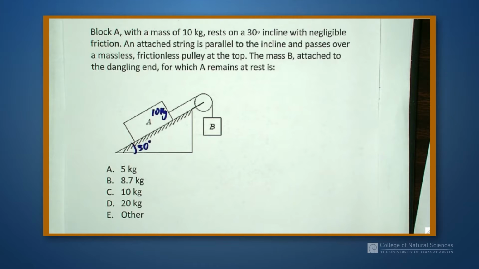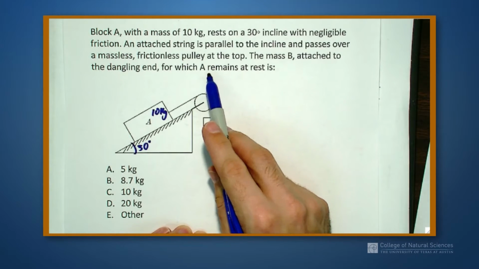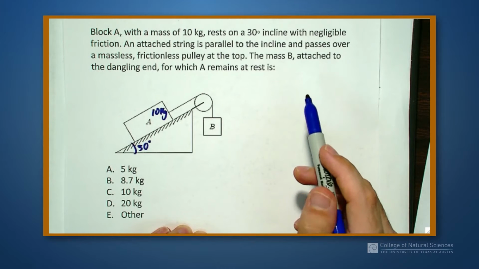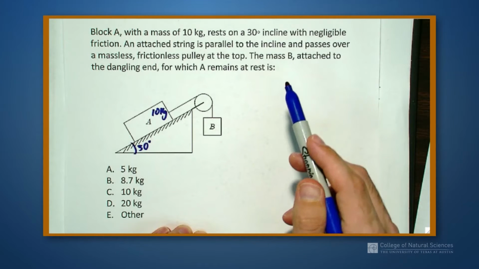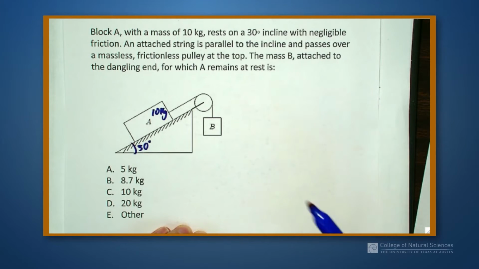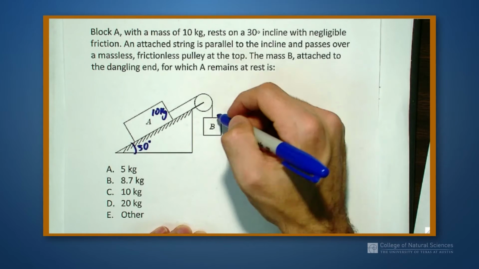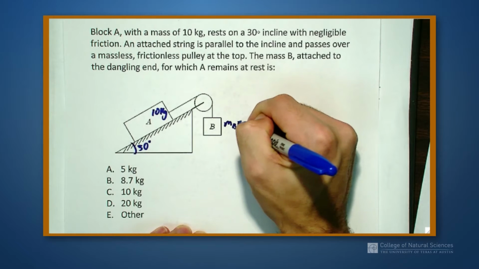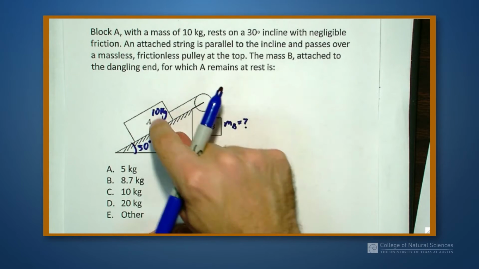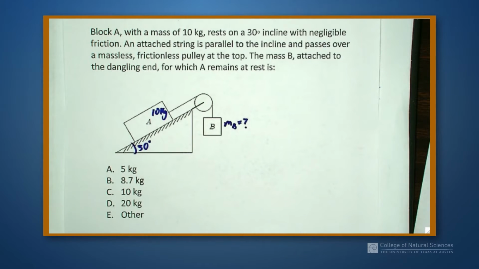The B is dangling at the end. For which of the following will A remain at rest? So what is the mass of B? We want to know the mass of B. What mass of B will cause A to not move?